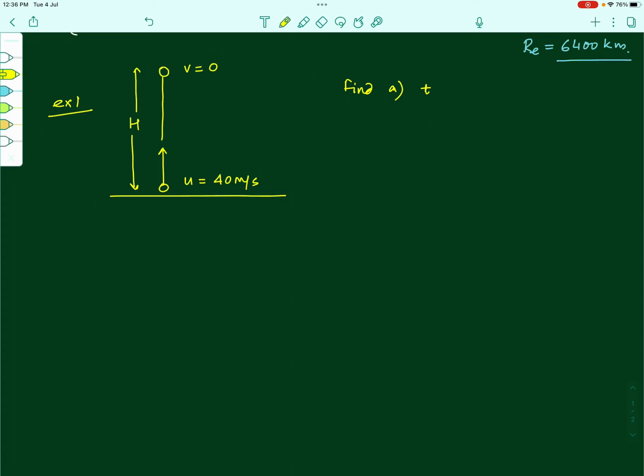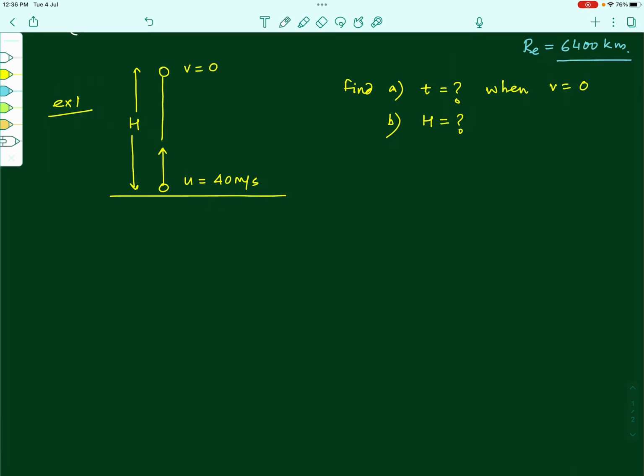So, we are supposed to find out the time that it takes to reach the highest point. That means time when its velocity becomes 0, right? That is when it will be at the highest point. Second part of the question asks you to find out this corresponding height, the maximum height that the ball attains. So, both these things we have to find out. So, let us work on this.